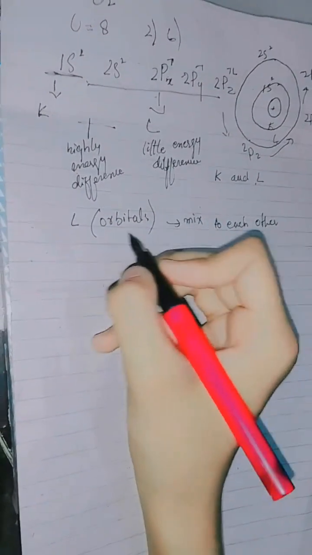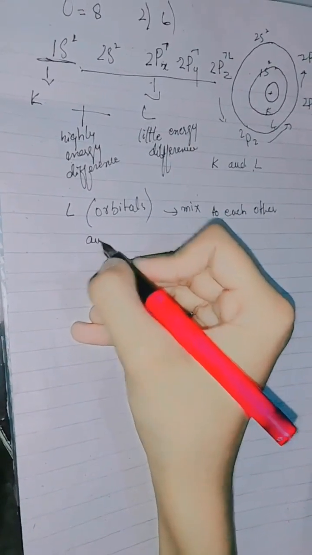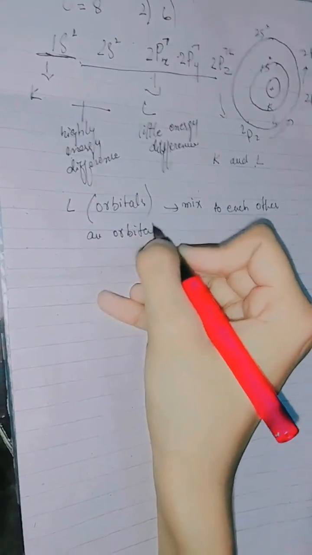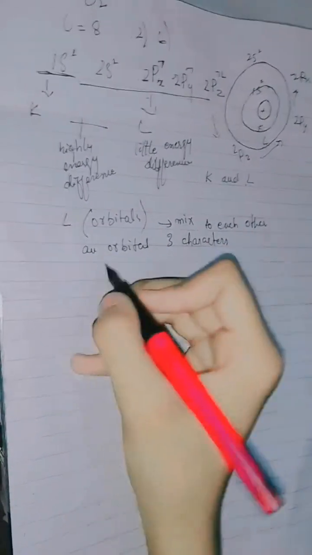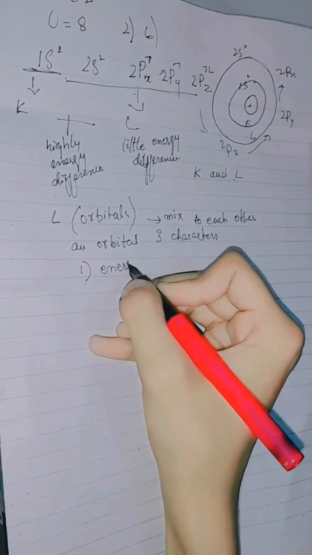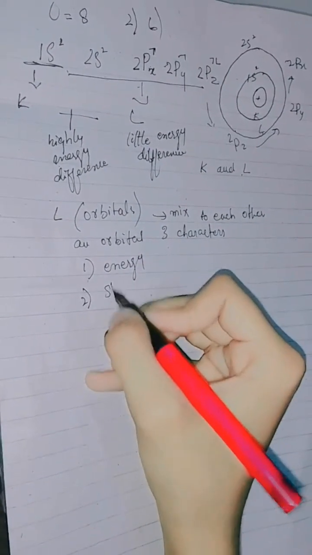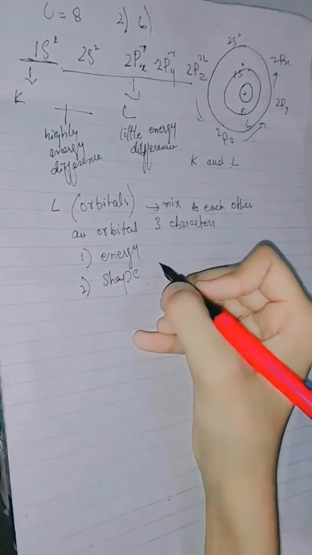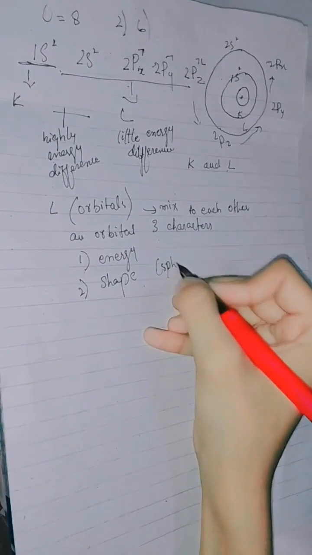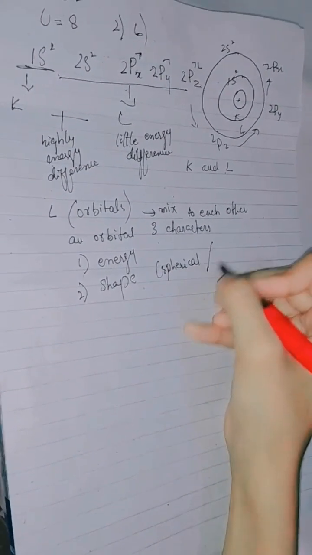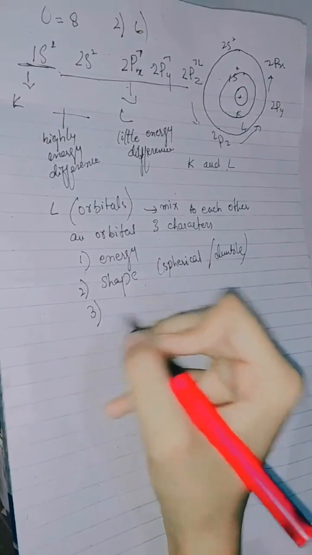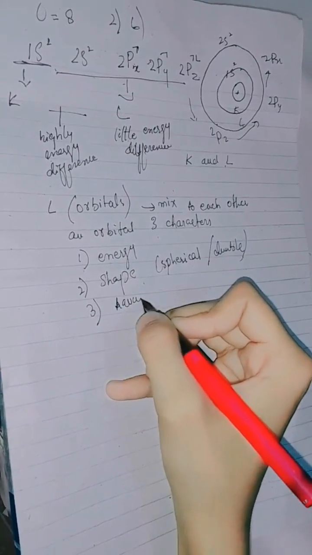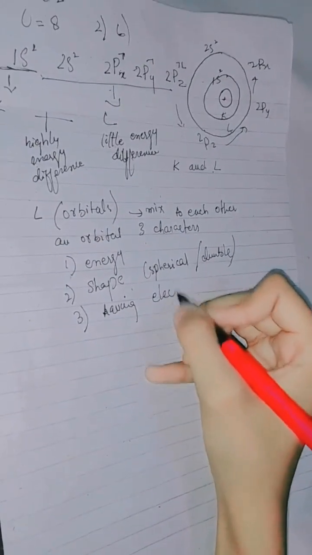If we talk about an orbital, it has 3 characters. Which 3 characters? First one is energy, meaning they possess energy. Second, shape. Shape can be spherical as well as dumbbell shape. Then third one is having electrons. These are the 3 characters of an orbital.